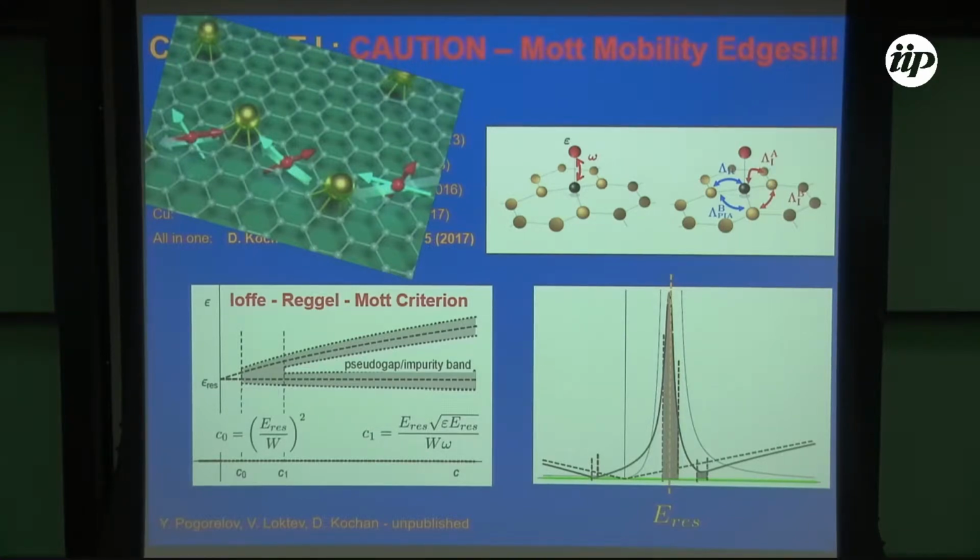Since the calculation can be run, you will get the result. But I would say that if the transport is mediated via the localized states, I think it's breaking the coherence.